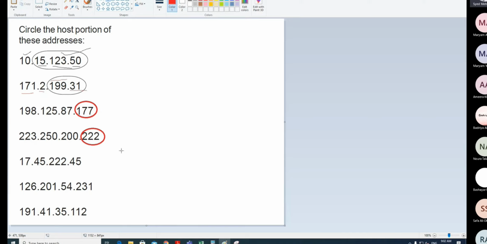Mashallah, you people are understanding everything. So what is the host portion? The last three octets. Okay, the last three octets are for the host. So this is the host portion. Let me take this one, I think it's better. So this is the host portion.